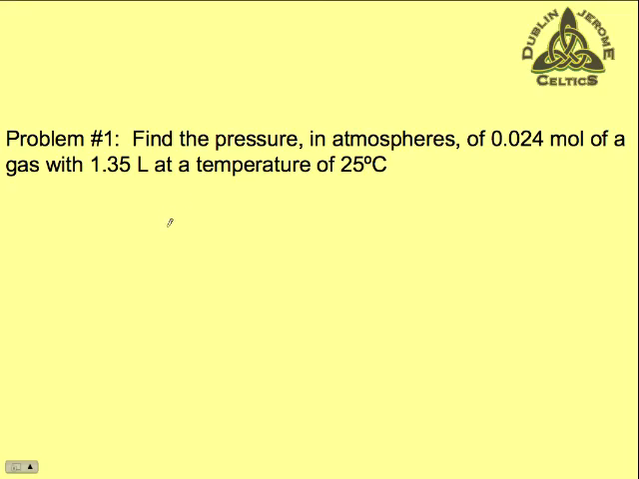All right, so some example problems with the ideal gas law. First problem: find the pressure in atmospheres of 0.024 moles of a gas with 1.5 liters at a temperature of 25 degrees Celsius. There's a lot of numbers in here. I don't really know what to do. I'm just going to make a list of all the numbers. I like that idea. 0.024 moles. Remember, N stands for moles. The pressure is unknown. 1.5 liters. What's that? Oh, volume. That's a volume.